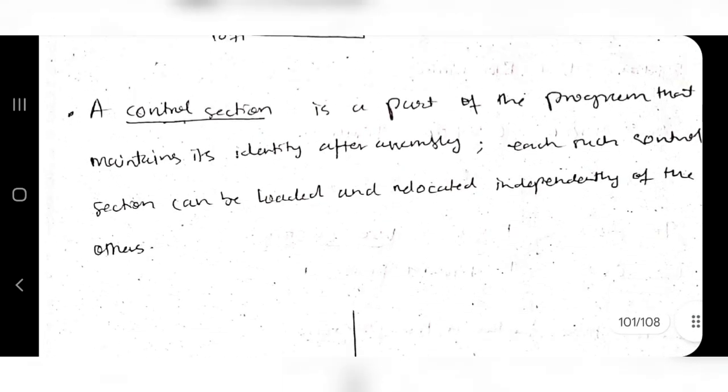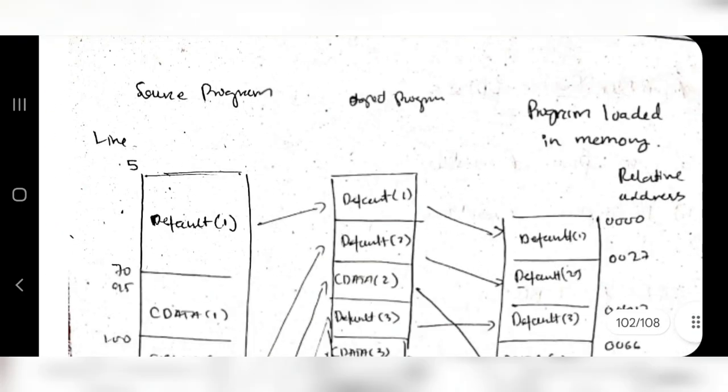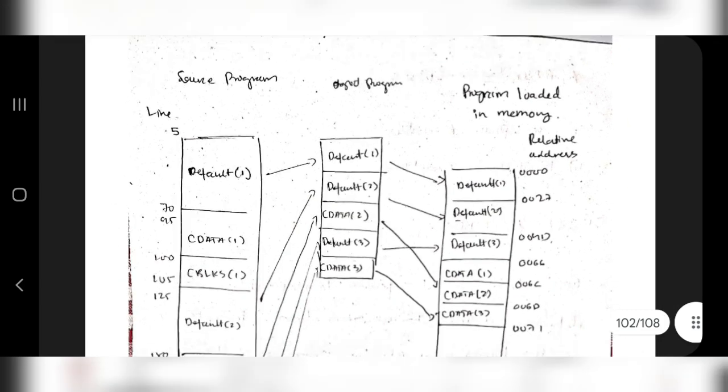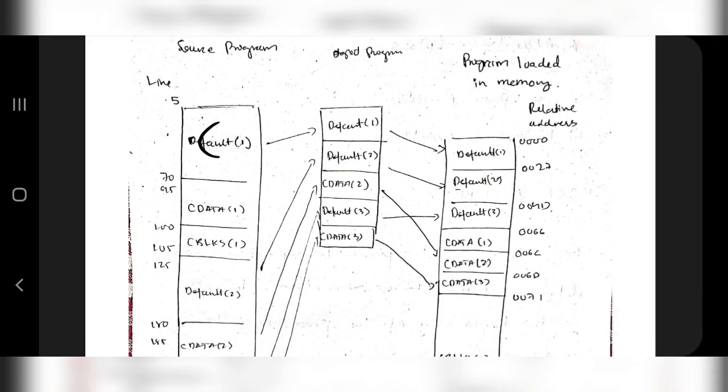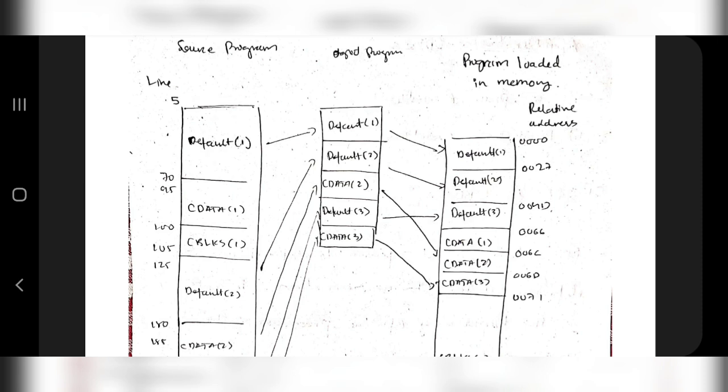Okay, and a control section is a part of the program that maintains its identity after the assembly. Each such control section can be loaded and relocated independently of the others. So here is how a control section looks. There will be a linking between each of these memory locations, and that will be stored in a different part of the program. This has relative addresses. This is the source program and object program. This is known as control sections. It has the links between the different parts of the program. So these were the main features, which are the machine independent features in SIC/XE.